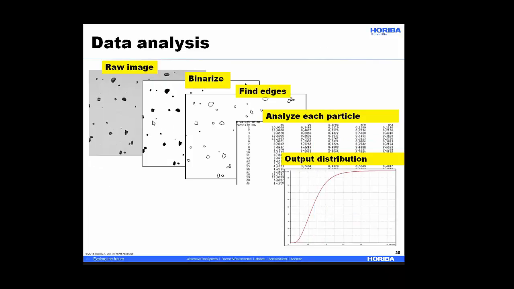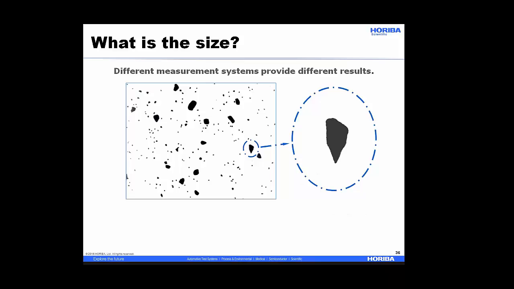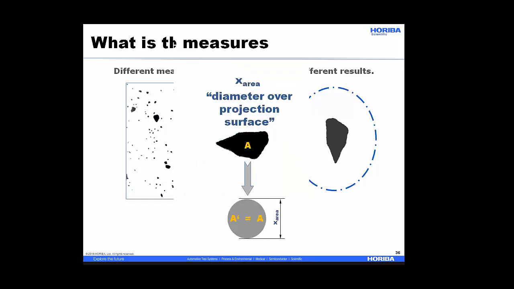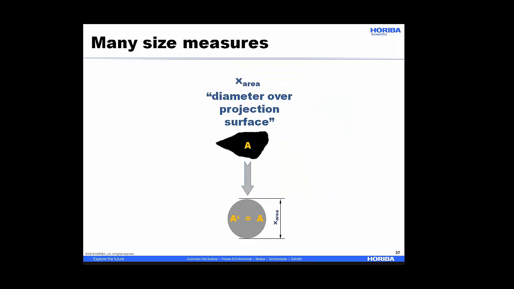Data analysis, which I will go through fairly quickly. You start with a good raw image, everything becomes easy. You binarize to black and white, find your particle images, analyze each particle, and output the size distribution. Image analysis lets us ask, once again, what size? Different measurement systems provide different results. There are lots of size measures that you're allowed to do once you have a photo.